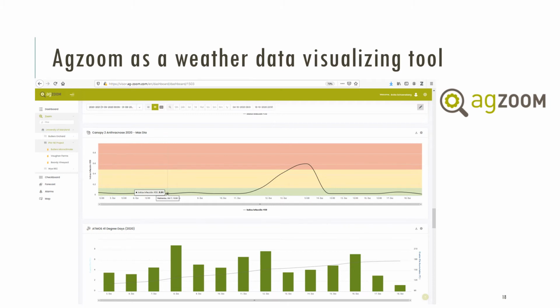XZoom can also be used to show other parameters that can be calculated from the weather data, for example, the degree days that you see in the second chart. So this offers a lot of benefits for the grower.